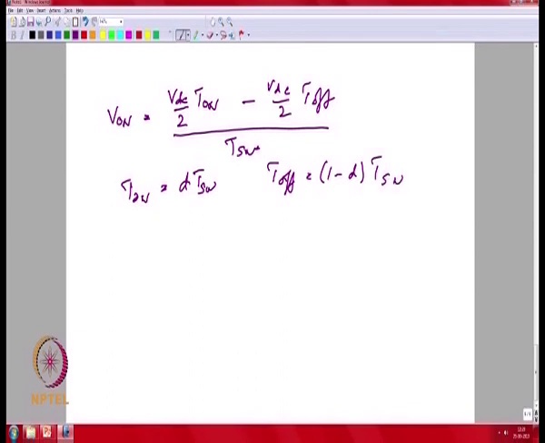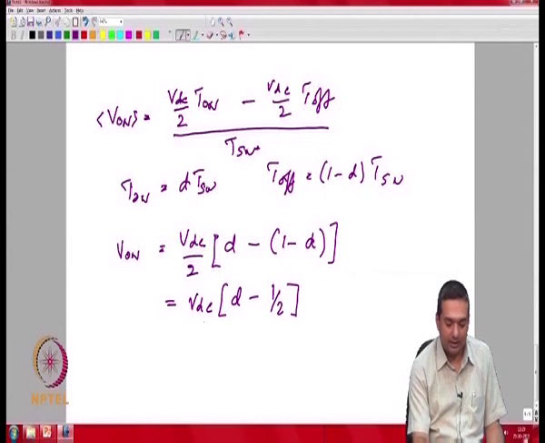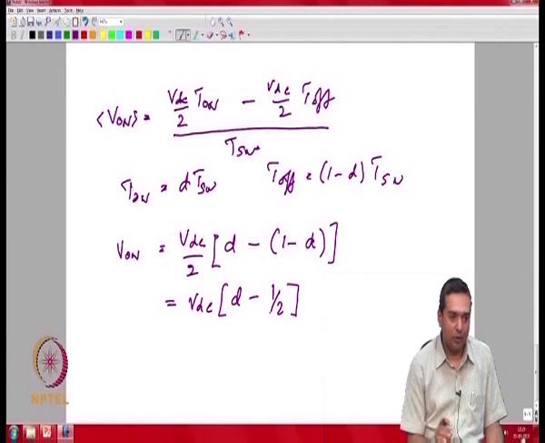So if you look at the average voltage that you are applying over the period, your VON is VDC by 2 into D minus 1 minus D, substituting for T on and T off. So you can see that this is equal to VDC into D minus half. You can think about your single phase inverter as an amplifier, where on an average basis VDC gets multiplied by the duty cycle, with some offset depending on the duty cycle being in the range 0 to 1. That half corresponds to the mid value of that particular range.